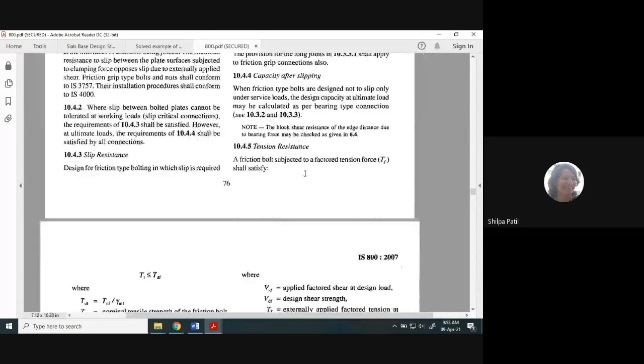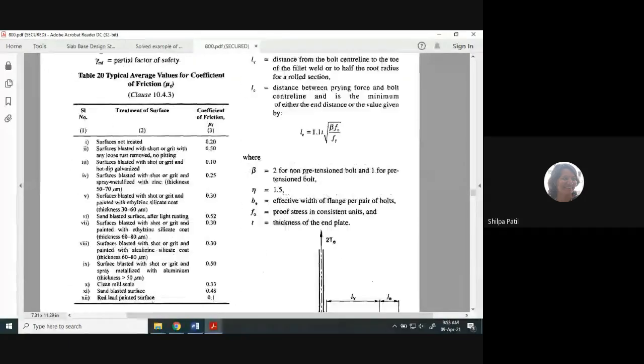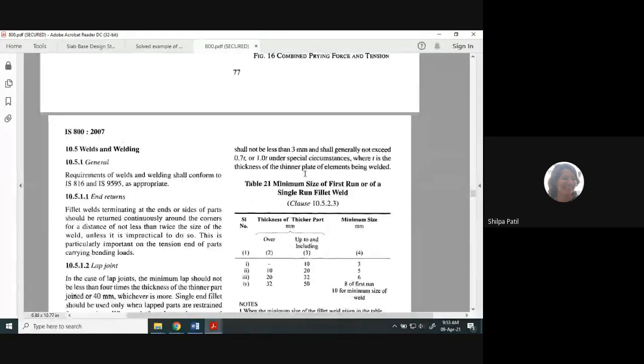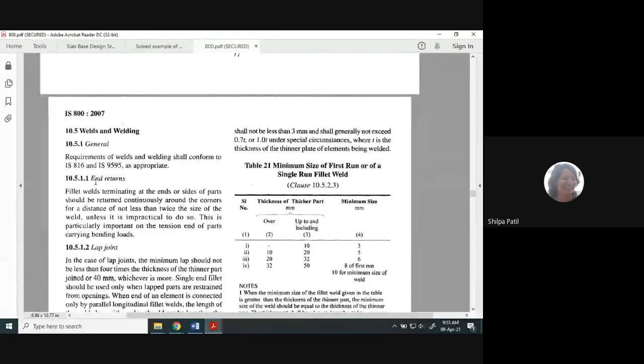Just go to page number 78. Clause number 10.5.11, End returns. Fillet welds terminating at the ends or sides of parts should be returned continuously around the corners for a distance of not less than twice the size of the weld. Twice the size of the weld. So our size of the weld we have assumed here as 8 mm.